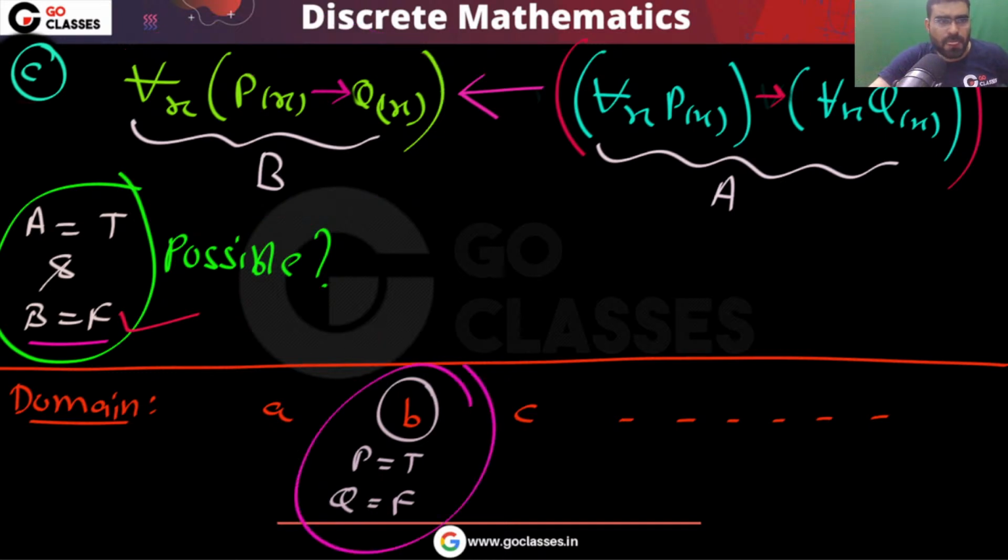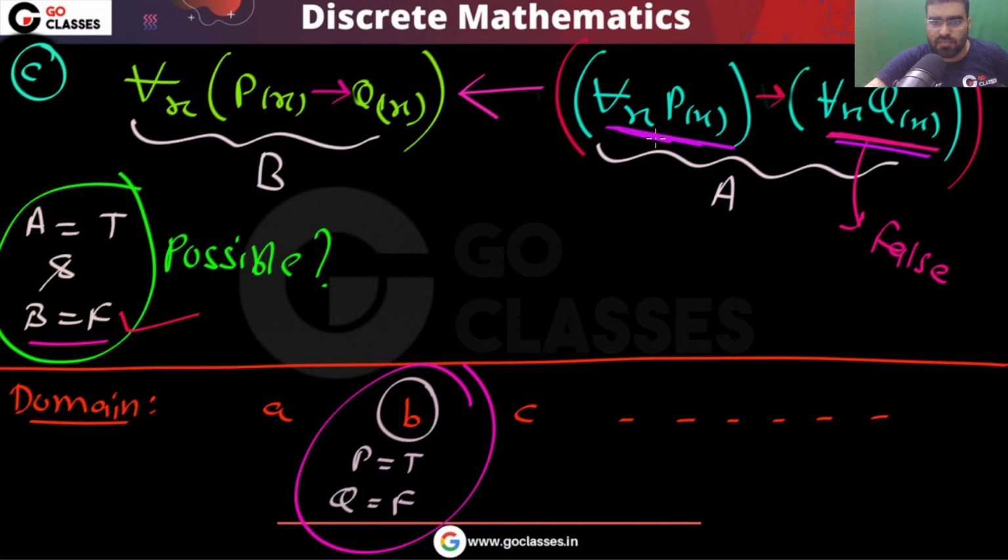Now you tell me a simple thing I am asking: can you make A true now? Remember, can you make A true? Let's try to make A true. You can easily see this will be false, because for some element Q is false, so definitely this is false. Correct? Because for element B, Q is false, so definitely this will be false.